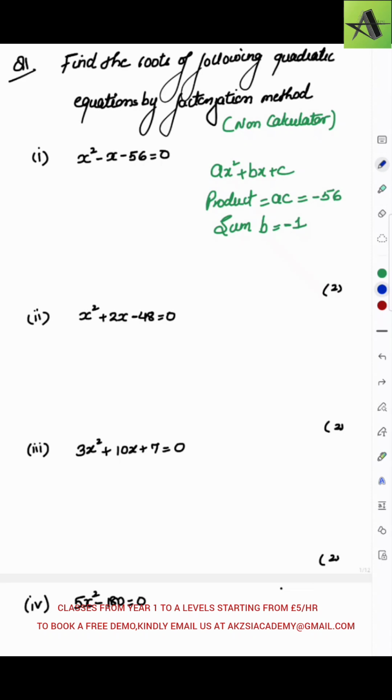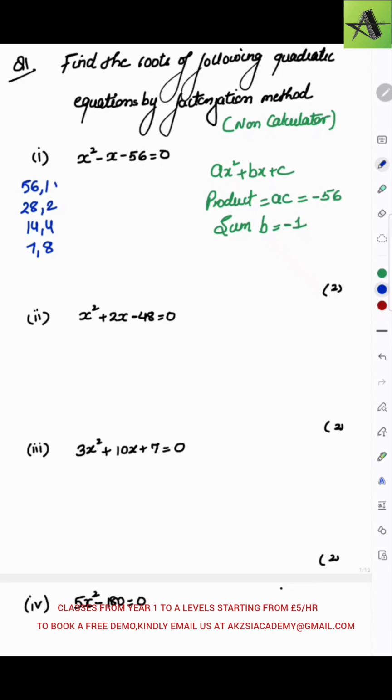Now we have to start with the factors of 56. What two numbers can make 56? There is a simple way to find the prime factors. If you can find the prime factors of 56 and do the combinations, it will be much easier. Or we can directly start: the two numbers can be 56 times 1, or 28 and 2, 14 and 4, 7 and 8. These can be the numbers.